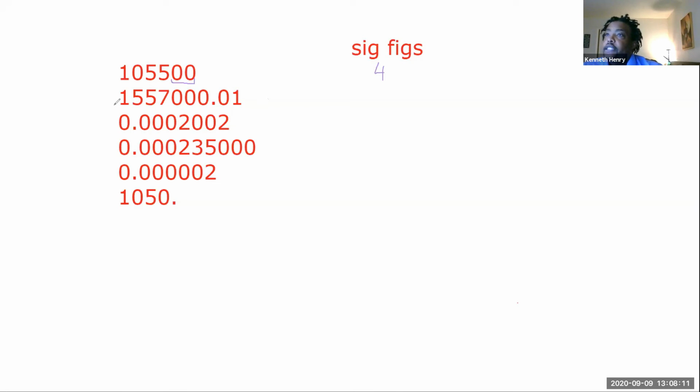Okay, so what about the next number? Nine. That's 2, 4, 6, 8, 9. 9 sig figs. That's correct. What about the next one? 4. 4 sig figs. Everybody agree? That is correct. Only these are significant. These are just placeholders. So those are leading zeros.